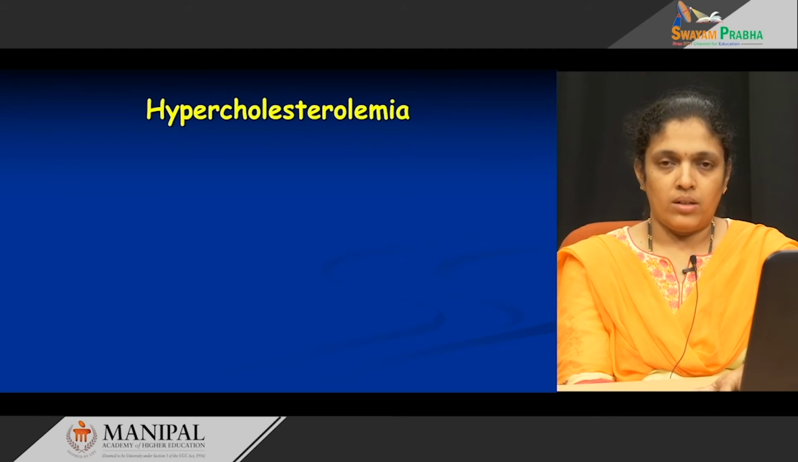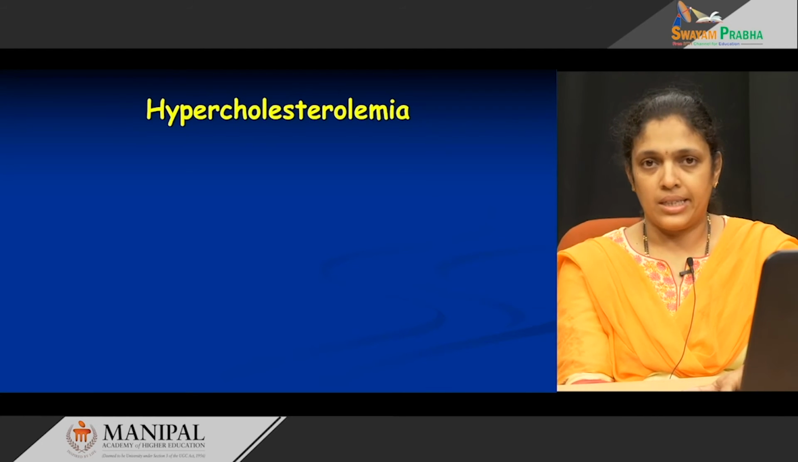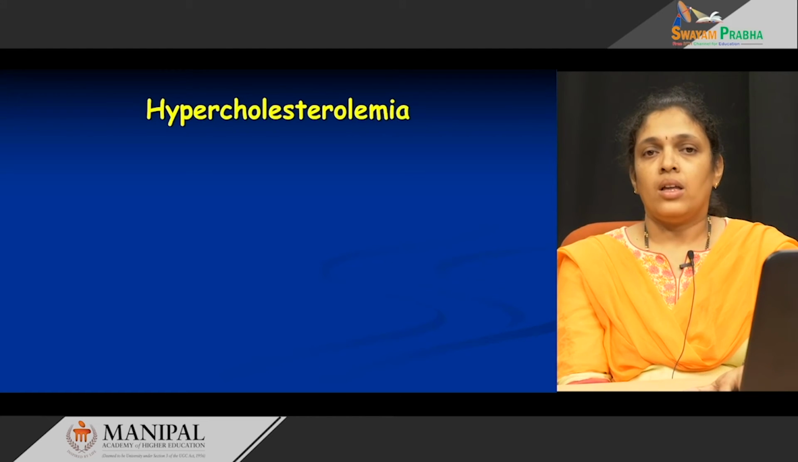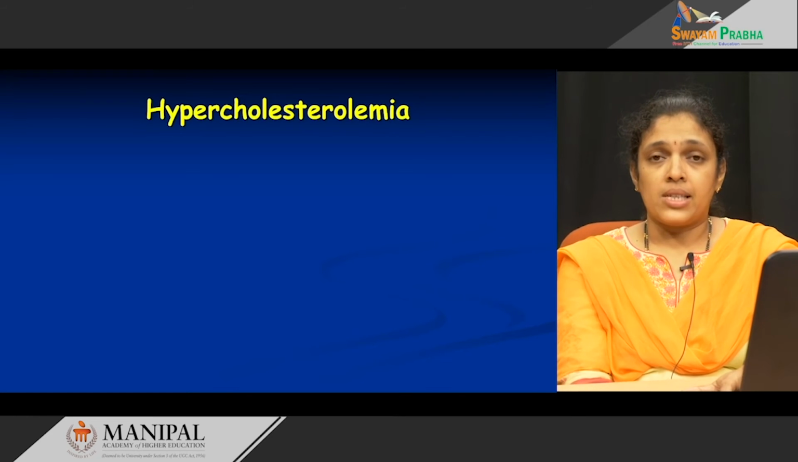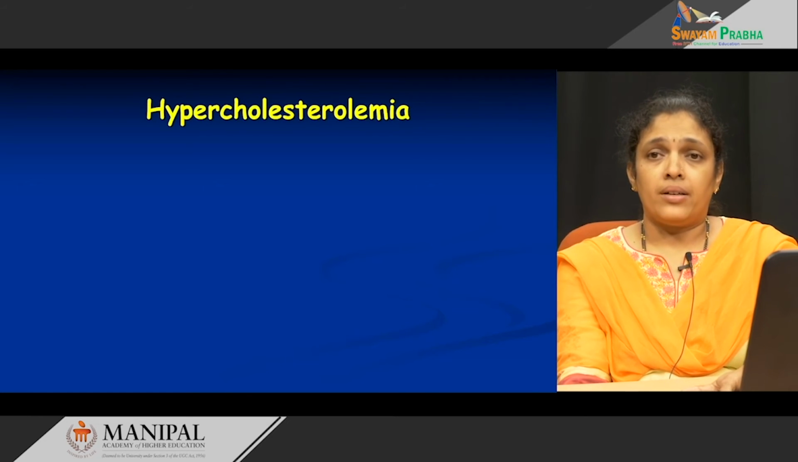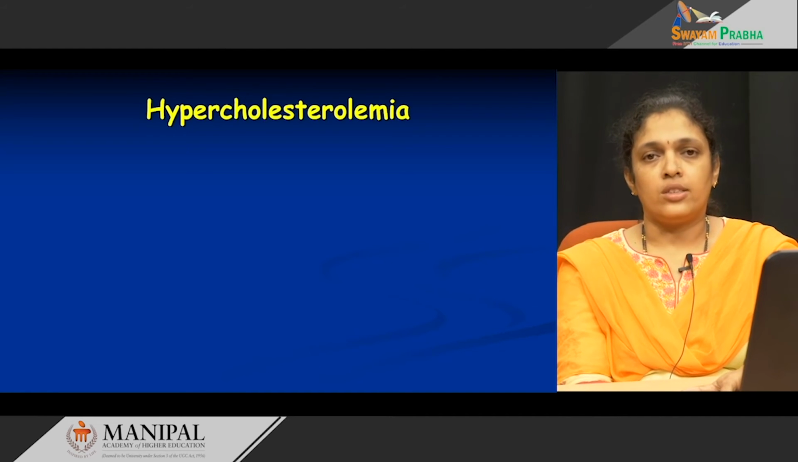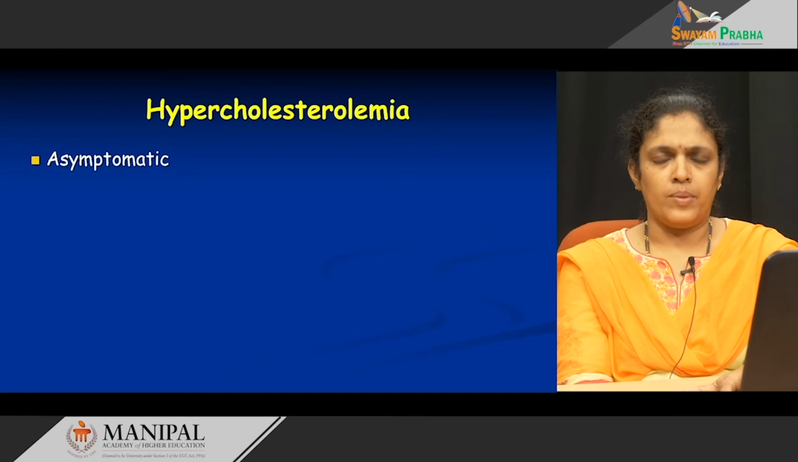Now, the cholesterol must be within the range, which should be less than 200 milligram per deciliter. When it crosses above 200 milligram per deciliter, that is when it is called hypercholesterolemia. Hyper is high, cholesterol in the blood, emia always stands for blood. So, when there is excess cholesterol in the blood, you call it hypercholesterolemia, and there are a few conditions in which this hypercholesterolemia is seen.